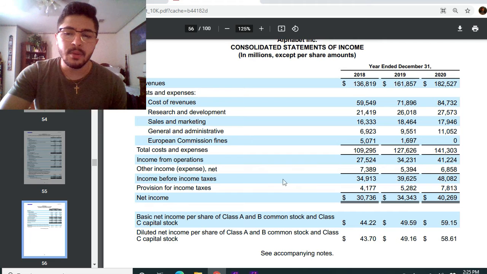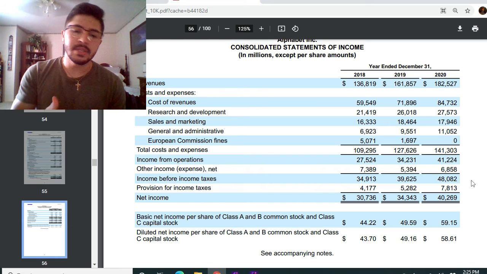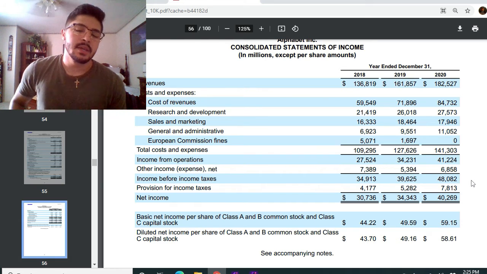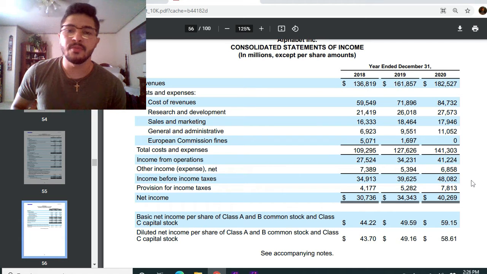Now this leads into the following line, them just adding these two numbers up, and then you get these numbers right here. It says income before income taxes. Sometimes you might just see it as EBIT, earnings before interest or taxes, earnings before taxes.